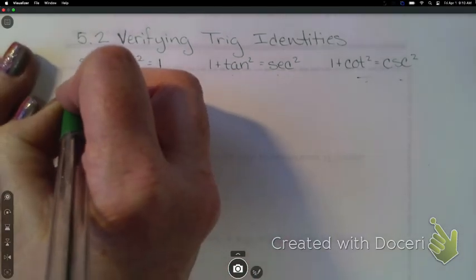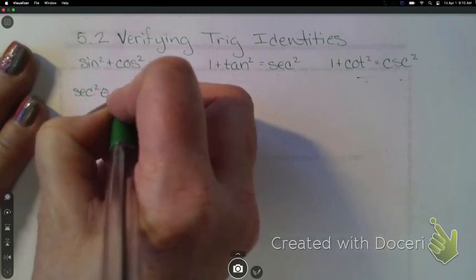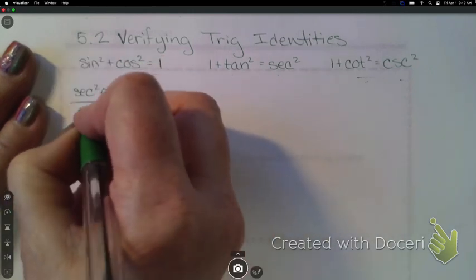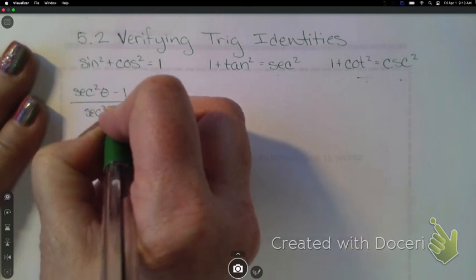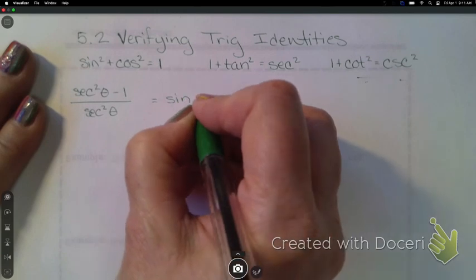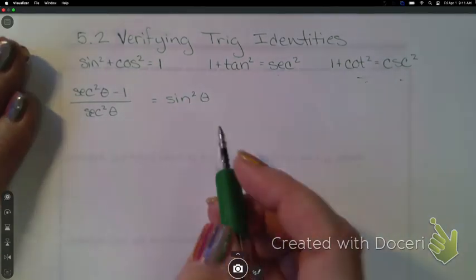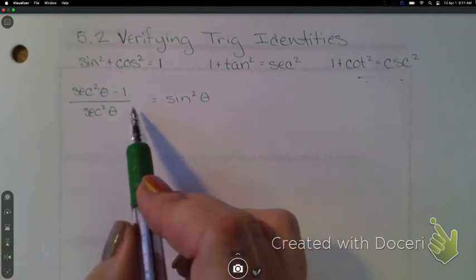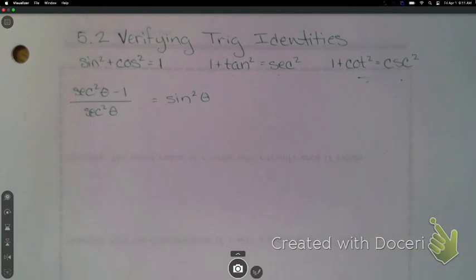So I have secant of theta minus 1 over secant squared theta equals sine of theta times sine squared of theta. I personally leave myself some space so I can expand on this side. You usually try to work on the more complicated side unless it tells you.